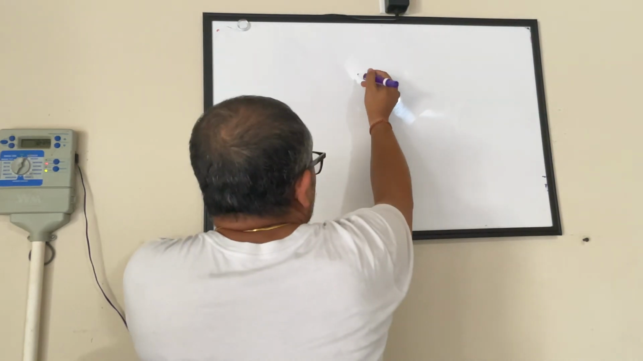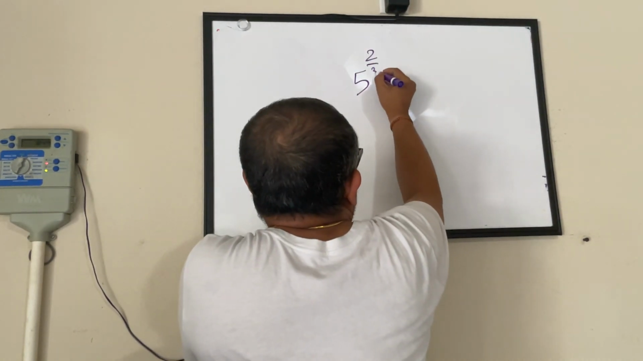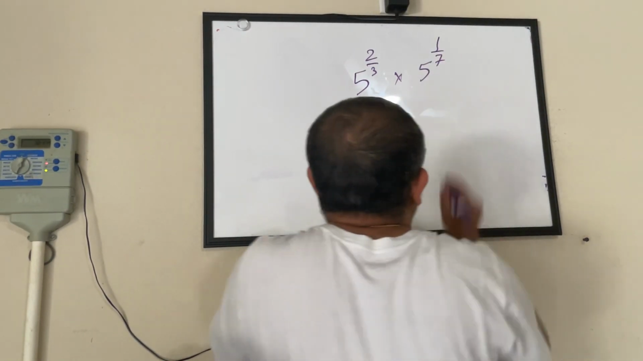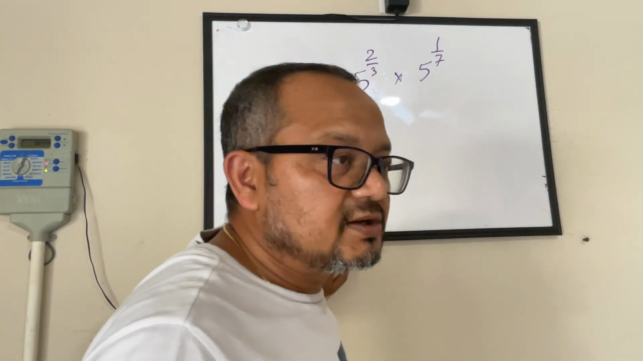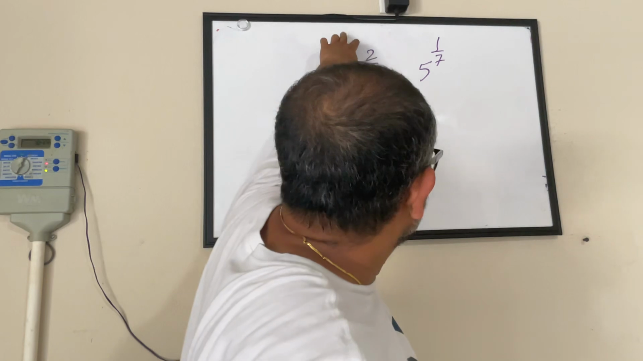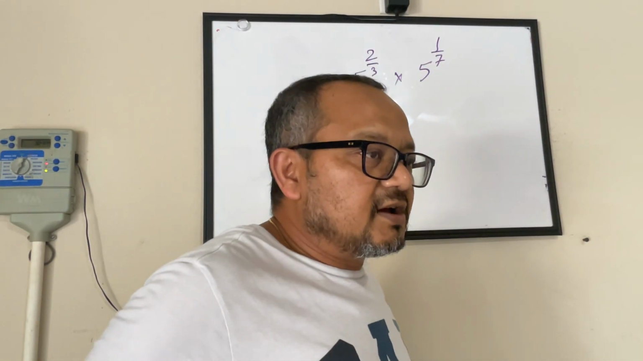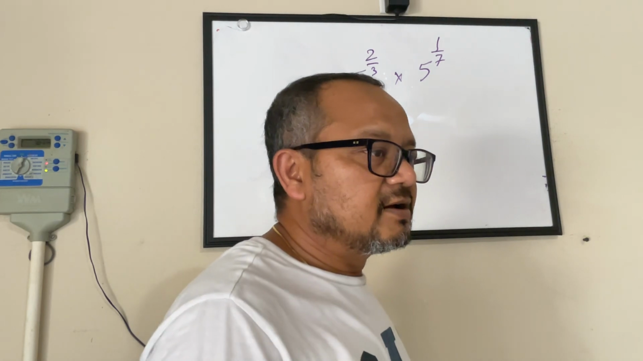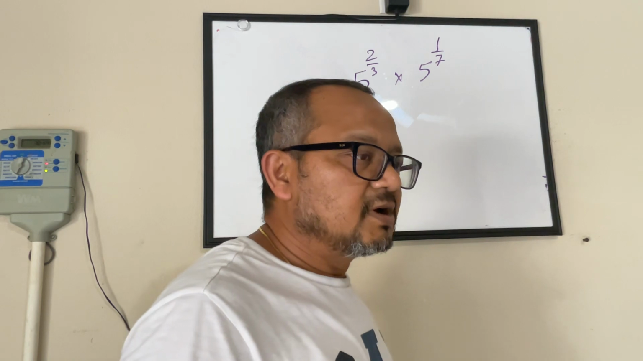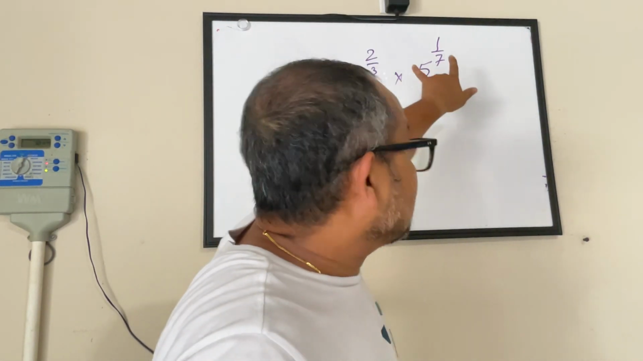So let's say you have 5 to the power 2 by 3 into 5 to the power 1 by 7. How much will that be? 5 to the power 2 by 3 into 5 to the power 1 by 7. Here I am multiplying rational exponents.